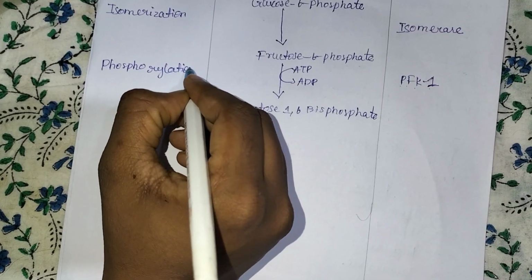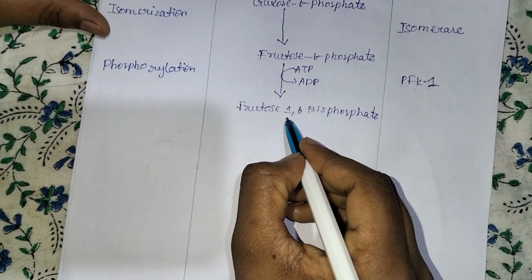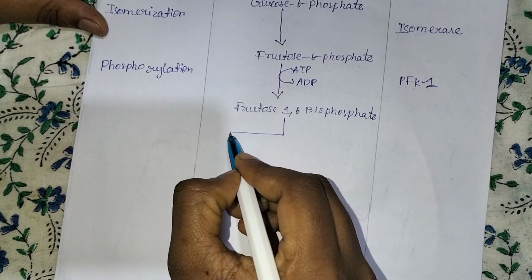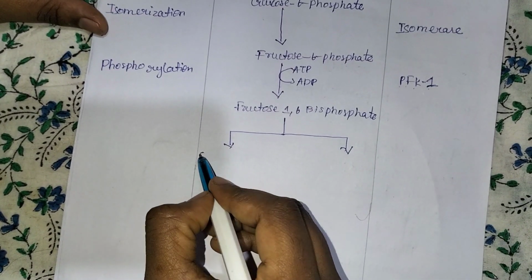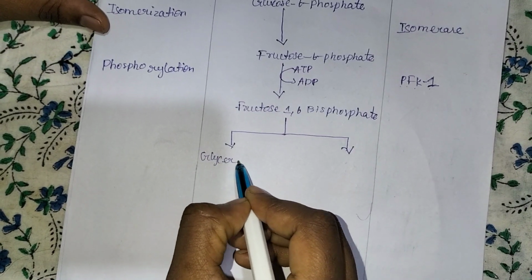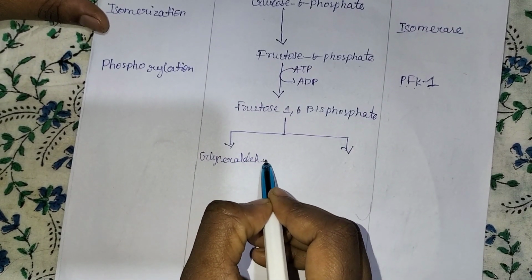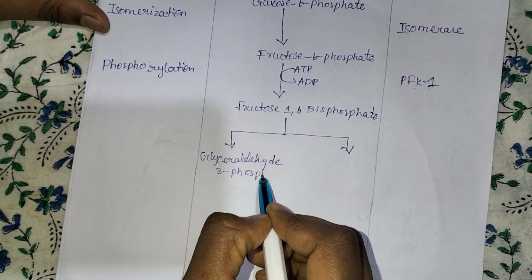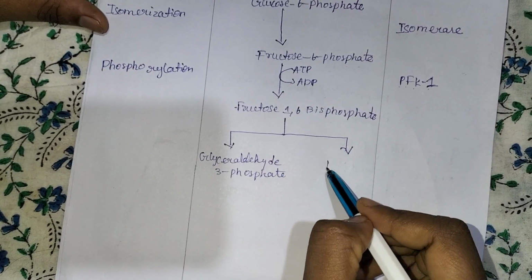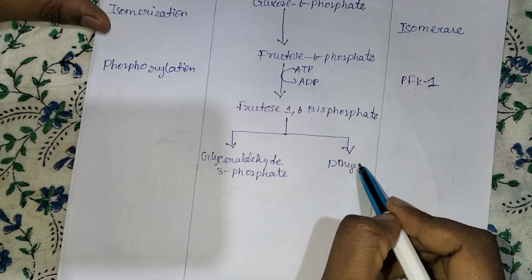Next, this fructose 1,6-bisphosphate is cleaved into two molecules, that is glyceraldehyde 3-phosphate, and that is here dihydroxyacetone.